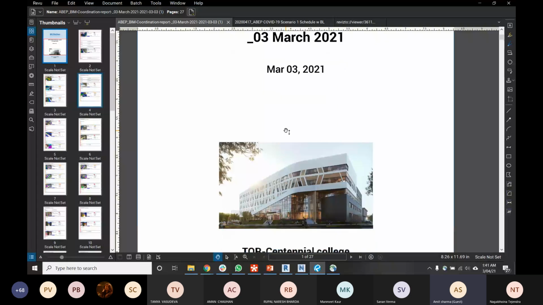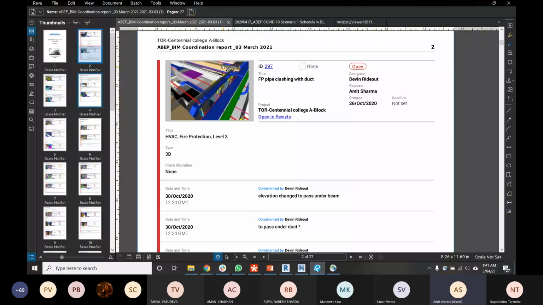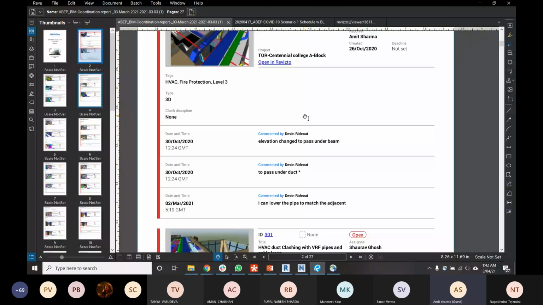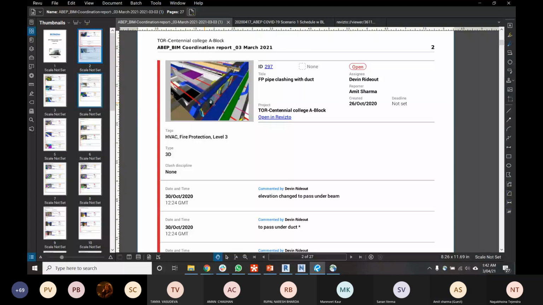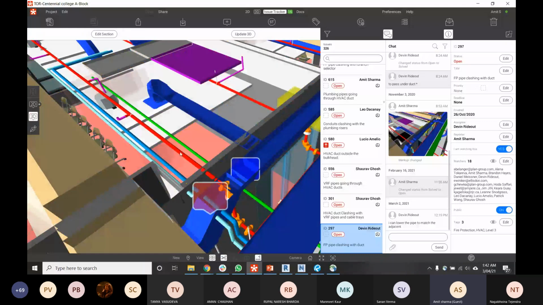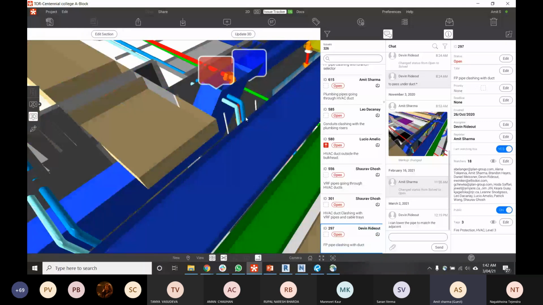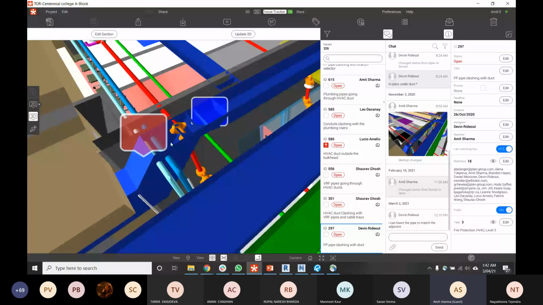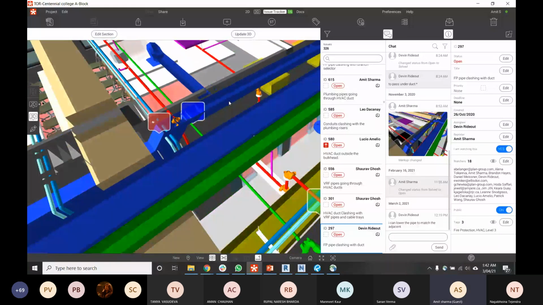They can see the issues, they can see the title, fire protection pipe clashing with the duct. It shows the assigned name, shows the date, it shows the comments they have left before. And if they want to see the exact position of that clash, all they have to do is open in Revizto, and it's going to take them exactly to the same position. And they can look around. Okay, and when they fix this position, this Revizto is attached to their Revit model. Okay, it's a live model. Whenever they fix this issue, it's going to get fixed here. So amazing tool, very easy to coordinate.